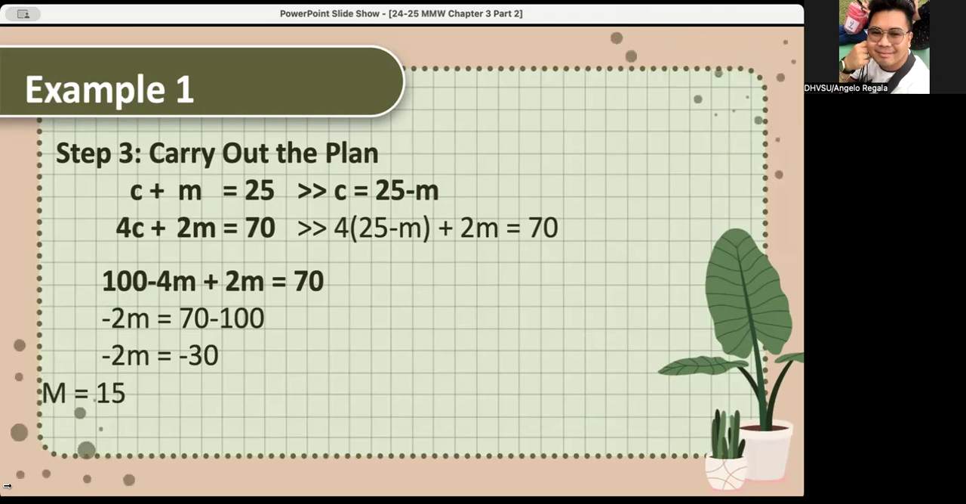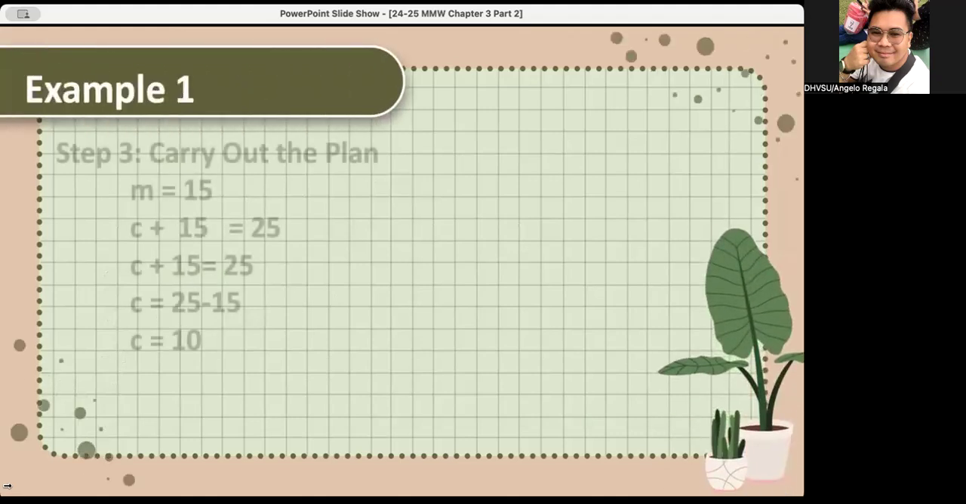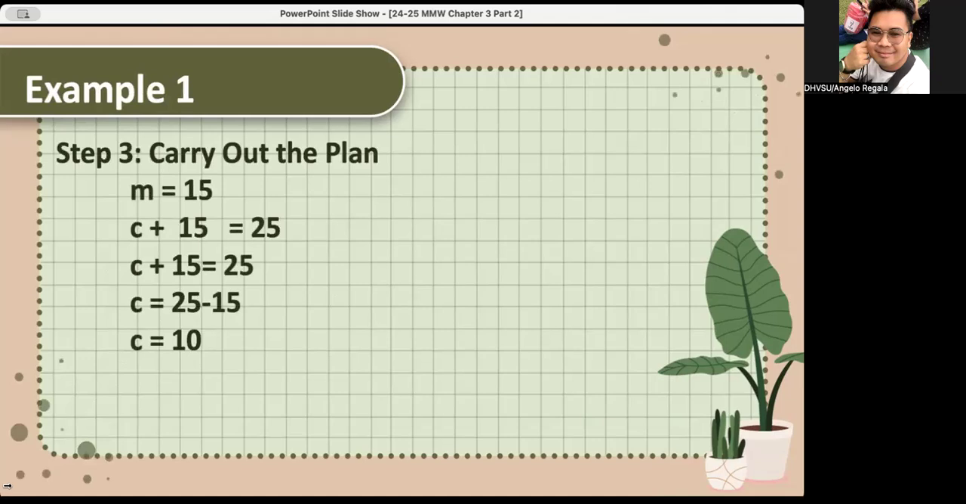Then going back to the formula C plus M equals 25, let's replace M with 15. So we have C plus 15 equals 25. Let's move 15 to the other side. We have 25 minus 15, and that is equivalent to 10. So there are 10 cars.